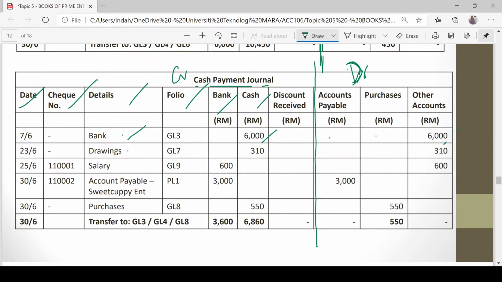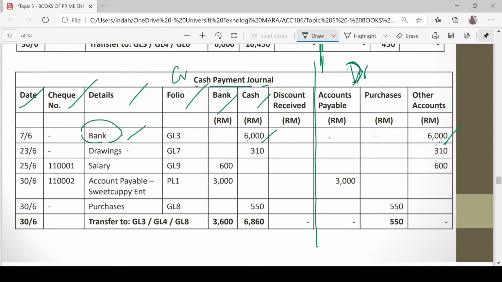Alright, so we can see at the cash receipt journal, we have recorded from the cash into the bank. So here we take out cash 6,000. For what purpose? Because we want to put it in the bank. So bank is here, other account.